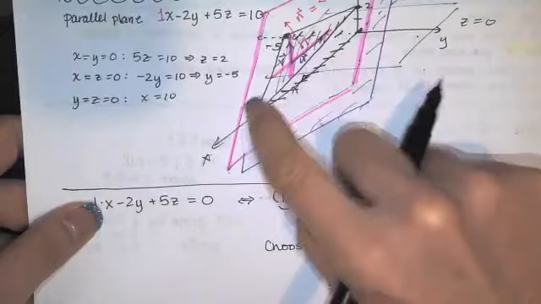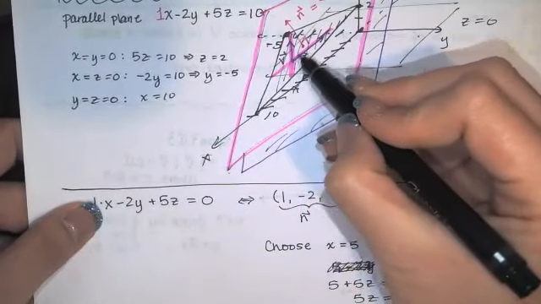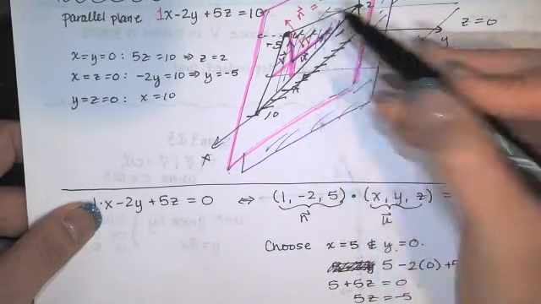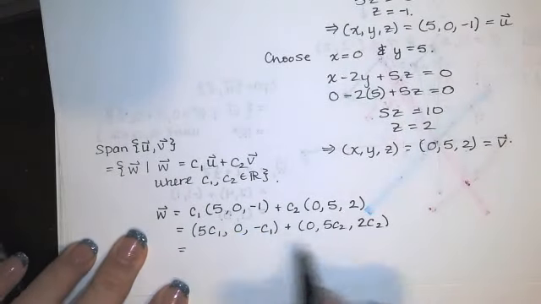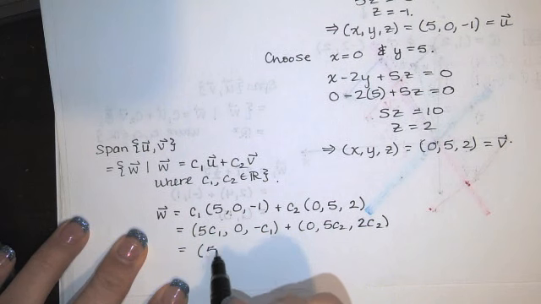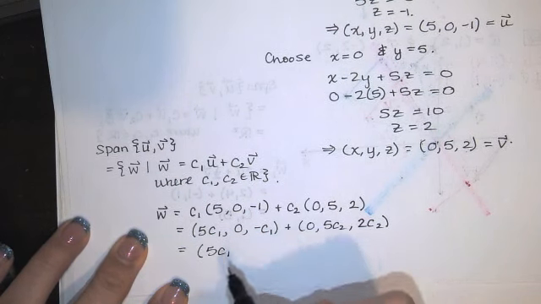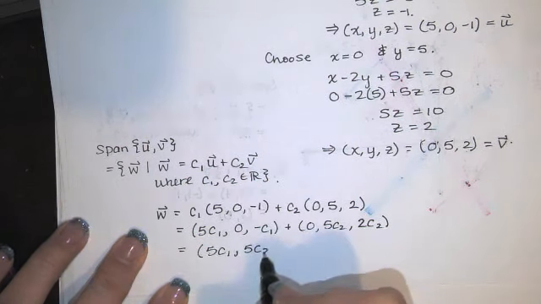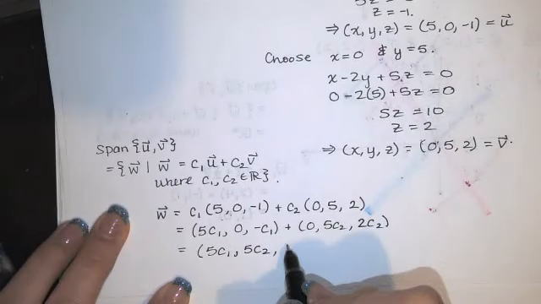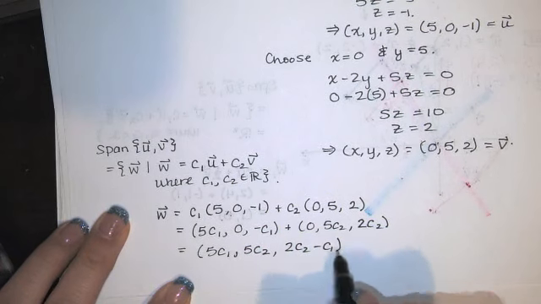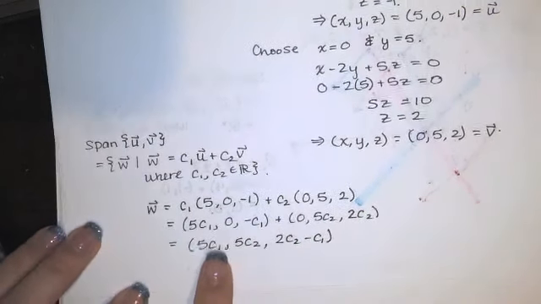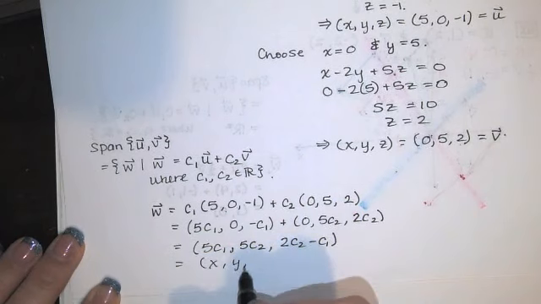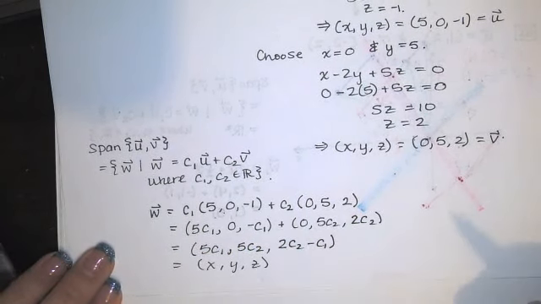Again, think about this line and then this line, and adding vectors: so many units in the u direction and so many units in the v direction, and adding them together, we get a point over there. When we add these vectors together component by component, we get 5c1, then 5c2, and the last one is 2c2 minus c1. And I claim that no matter what c1 and c2 are, using these as our x, y, and z, they will satisfy the equation of that plane.